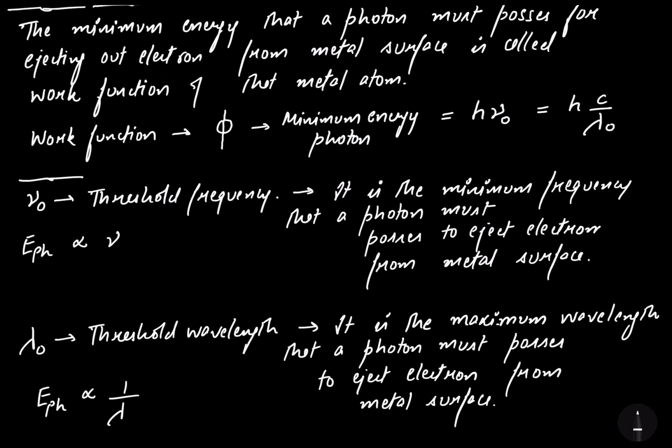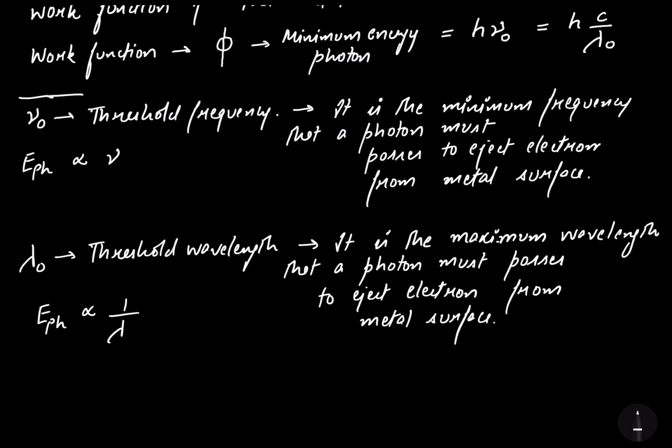Now let's talk about the next topic. If photon is having energy higher than the work function of metal, then that extra energy of photon will be imparted to electron as the kinetic energy of the electron.